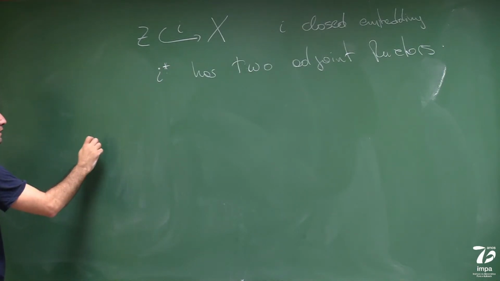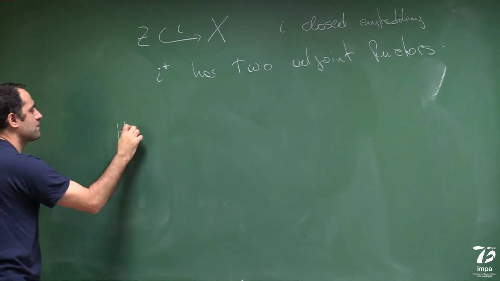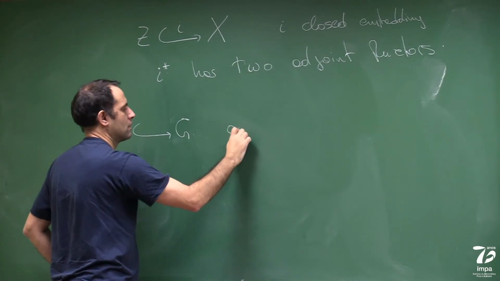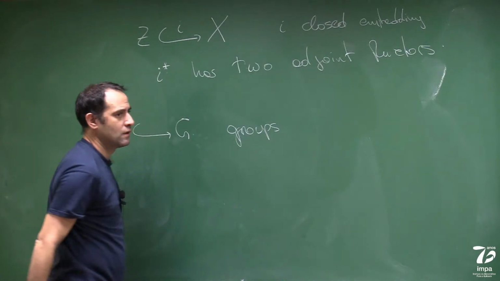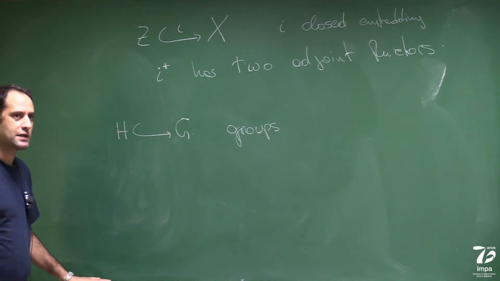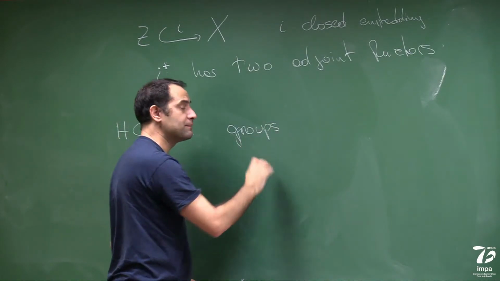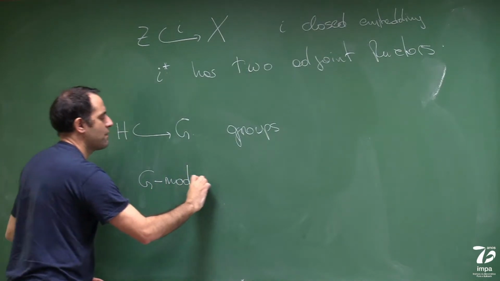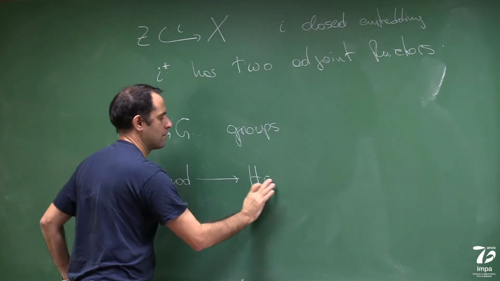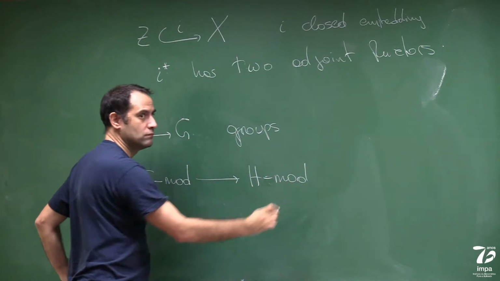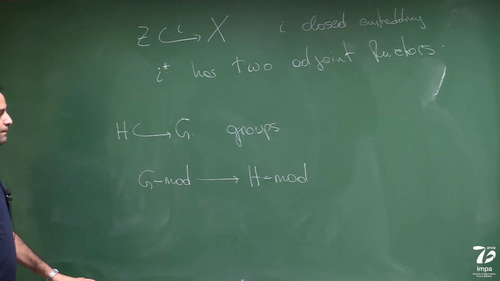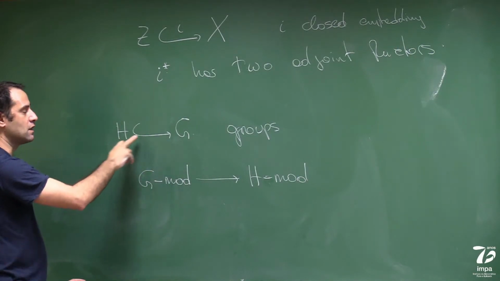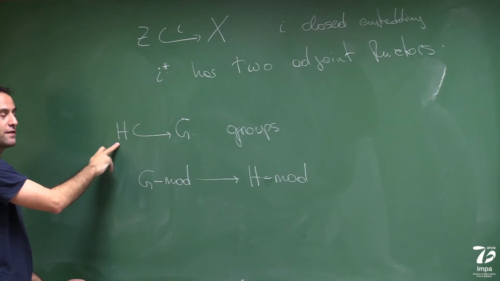Another one that works is if you have, say, an injection of groups. Or an injection of Lie algebras, or an injection of Hopf algebras, an injection of any algebraic object. Then you get a functor from G modules to H modules, which is just forgetting. An injection of rings, same thing, which is just forgetting. So if you have a representation of G, you just forget the action of the whole of G and remember only the action of H.